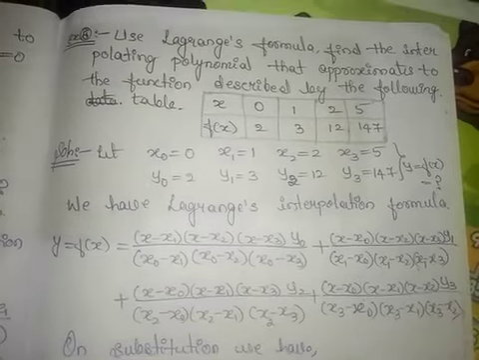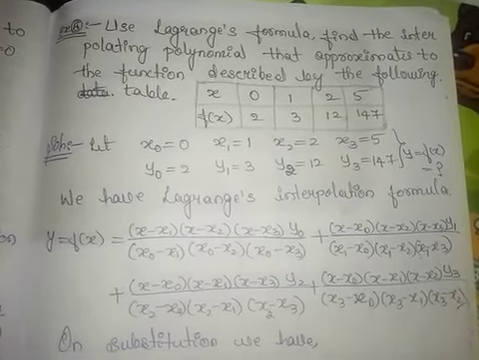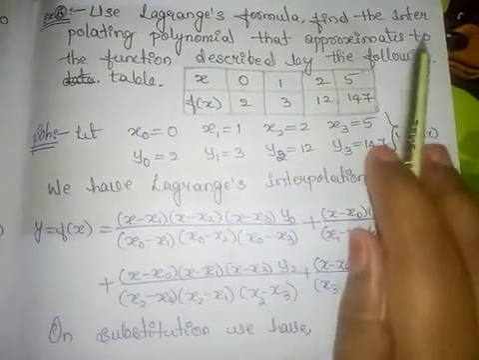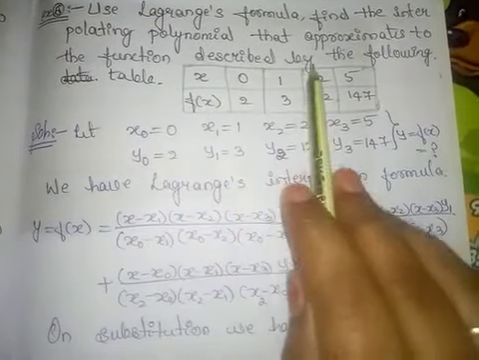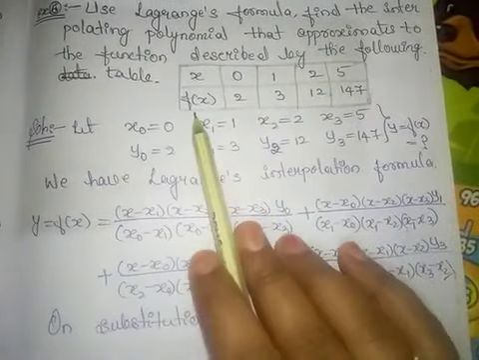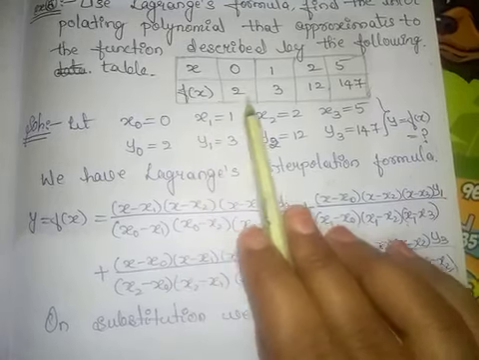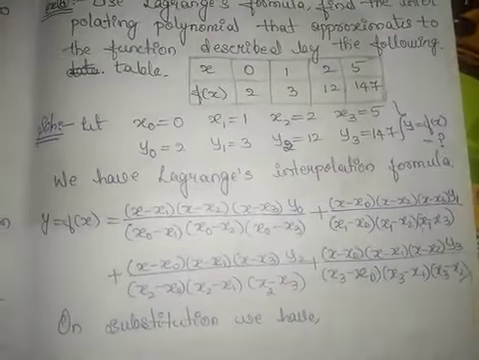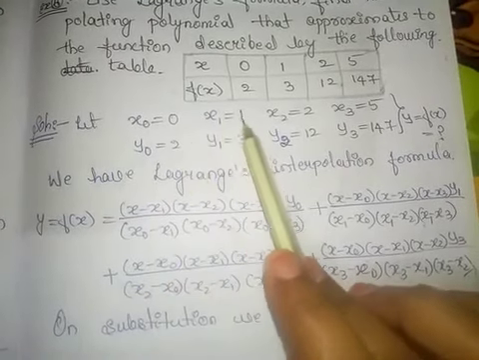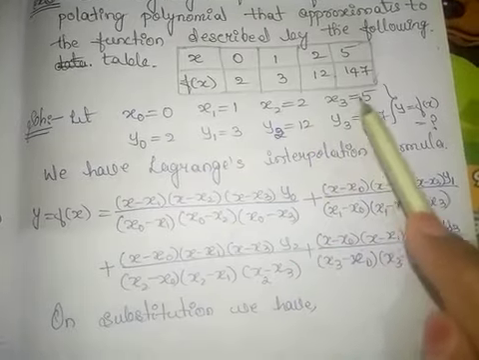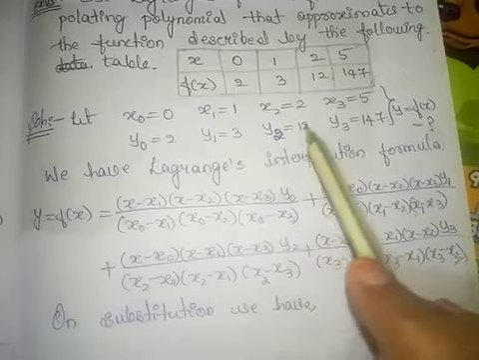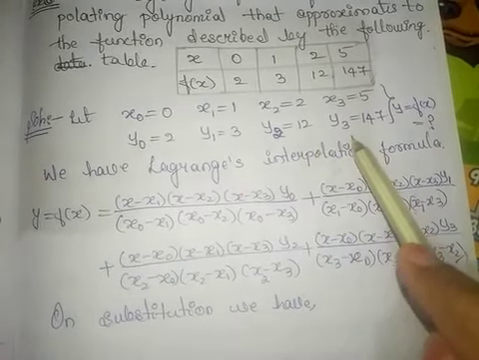Use Lagrange's formula. Find the interpolating polynomial that approximates to the function described by the following table. X values are 0, 1, 2, 5 and functional values or y values are 2, 3, 12 and 147. Solution. Let x0 is equal to 0, x1 is equal to 1, x2 is equal to 2, x3 is equal to 5, y0 is equal to 2, y1 is equal to 3, y2 is equal to 12 and y3 is 147.